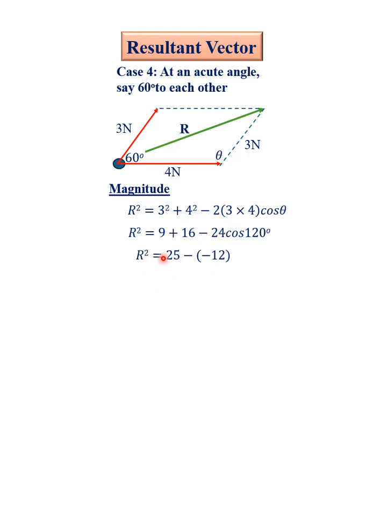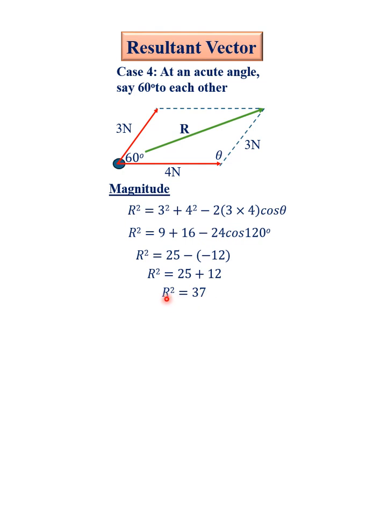So R squared is equal to 9 plus 16, which is 25, minus 24 cos 120. If you put this value into your calculator, it will give you minus 12. So 25 minus minus 12 becomes 25 plus 12. Minus times minus is plus. 25 plus 12 is 37. So R squared is equal to 37.